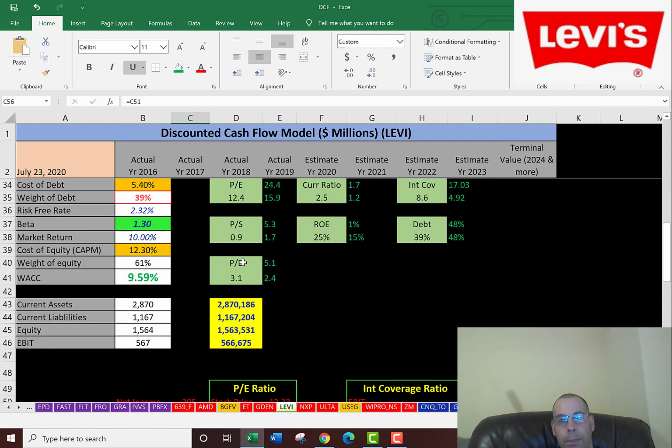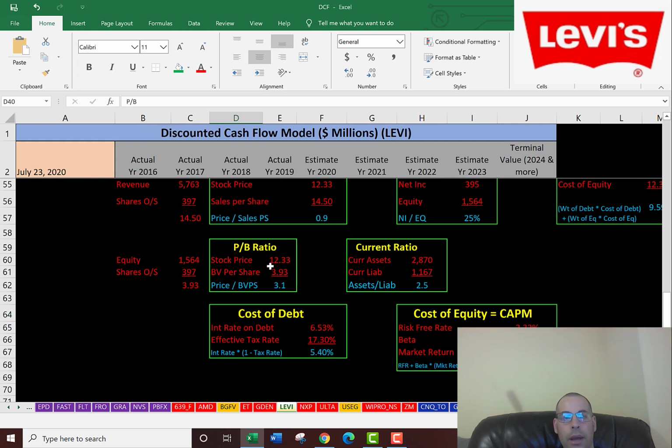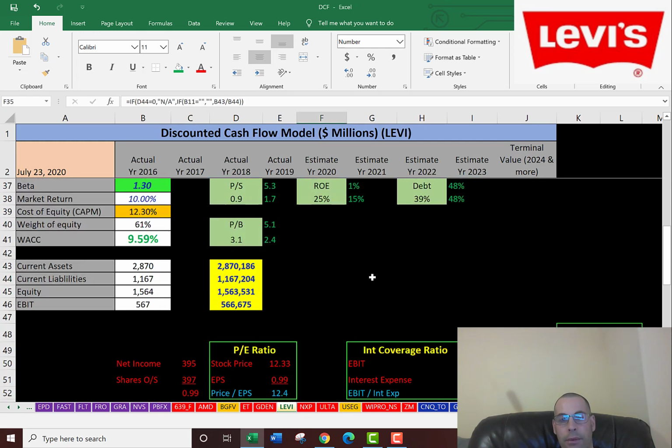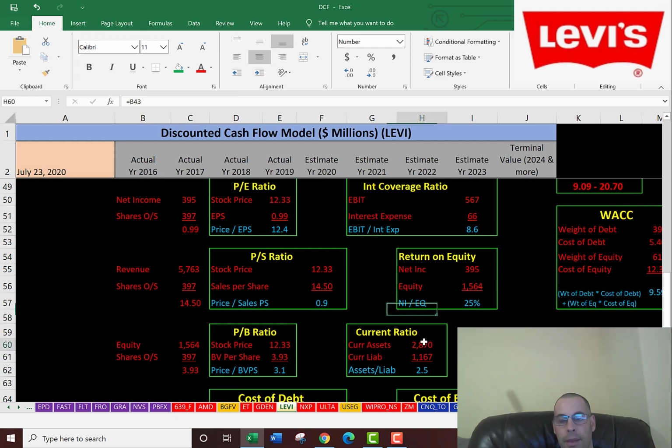Next, we need the price to book ratio, which is 3.1. That's also a good ratio. That's price of stock over book value per share. To get book value, it's equity over shares outstanding. I like to see below 3.5. So all their ratios seem good so far. Current ratio of 2.5, which is fine. That means they can easily cover their current liabilities. Their current assets are 2.8 billion and their current liabilities are 1.2 billion.